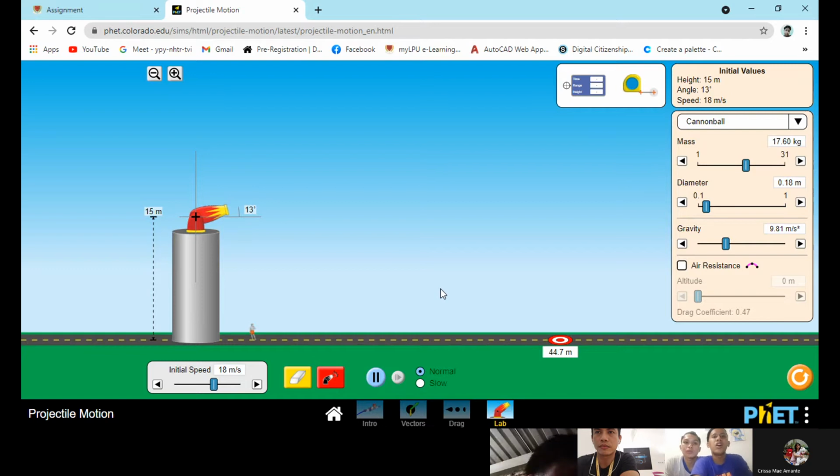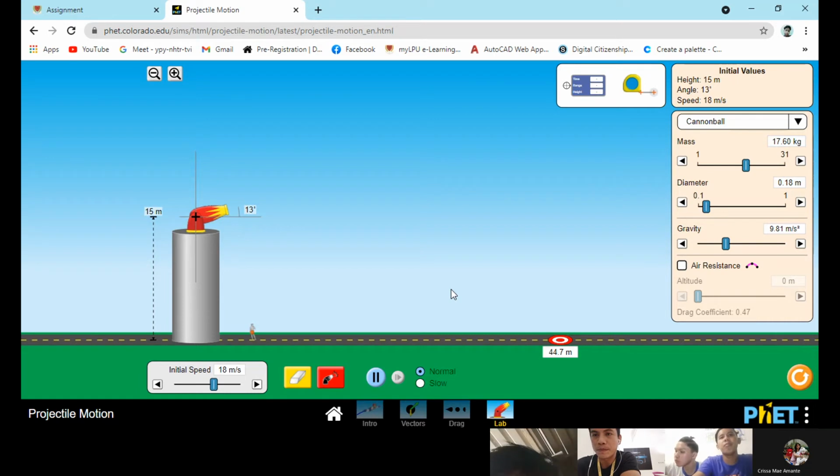So for number 6, what is the relationship between the angle of projectile and its range? Okay, so for the answer for number 6, the angle of the trajectory and its range has a relationship in the time of the flight. If the angle of the projectile is high, then the time of the flight increases, yet the range will decrease. While if the angle of the projectile is low, then the time of the flight decreases, but the range will increase. So that is the example experiment we did.